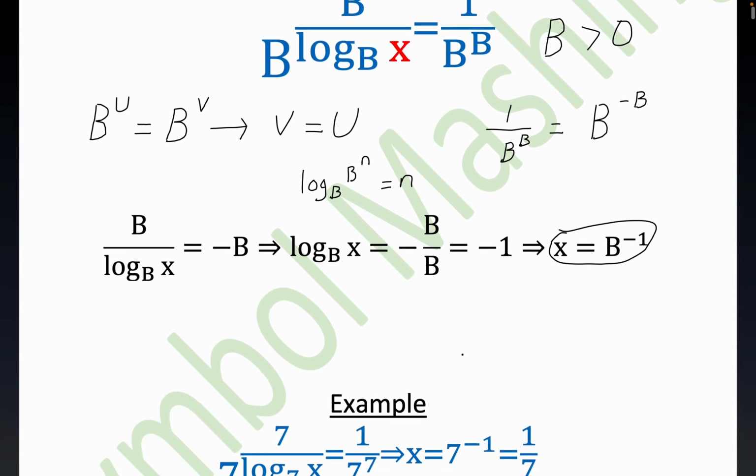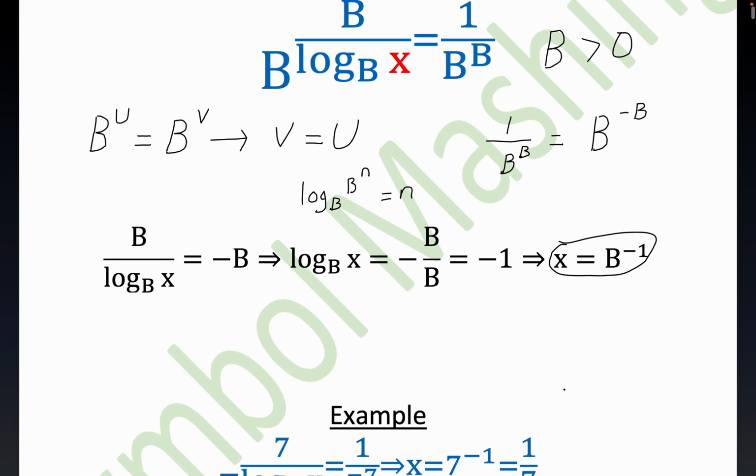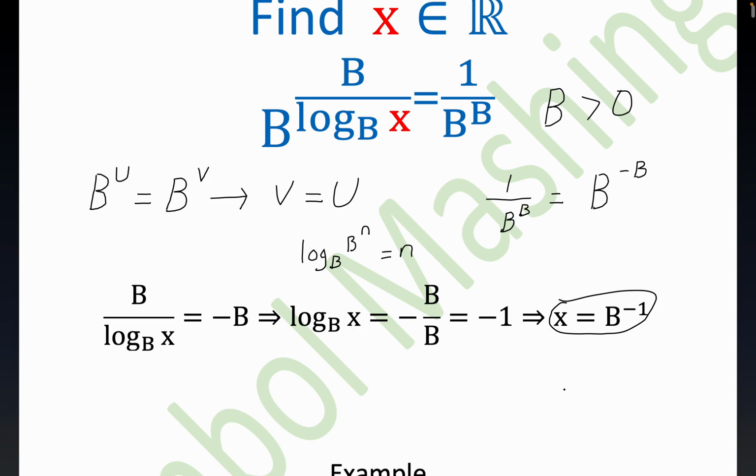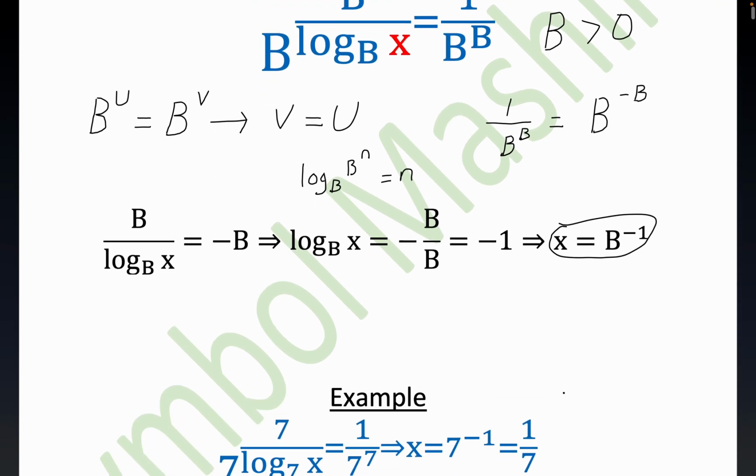Let's work a concrete example. We'll choose the base to be 7, and we see very quickly that x is just equal to 1/7. So I wouldn't say it's a lot of symbol mashing. It's really not particularly difficult. It's just a lot of symbol manipulations and properties of exponents that led to the solution of this problem.